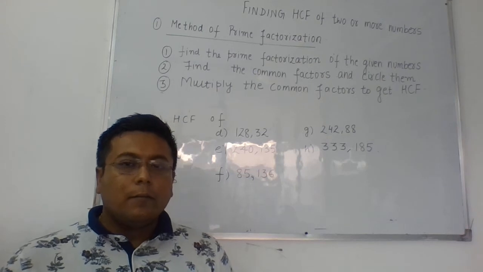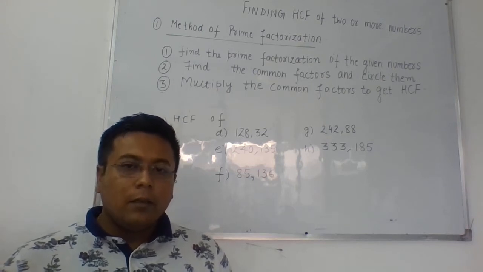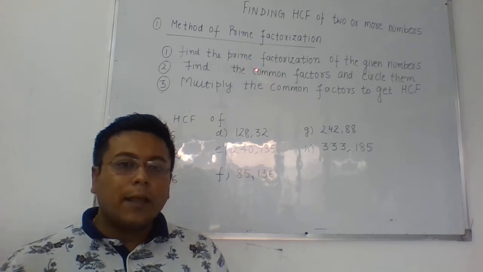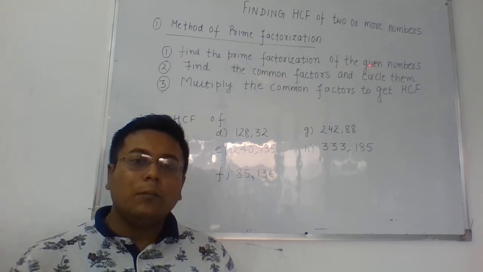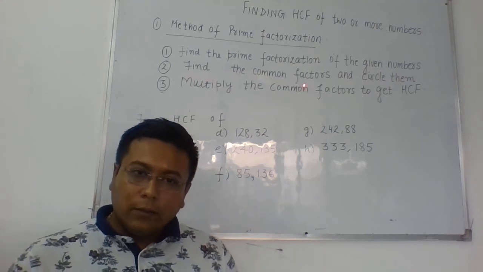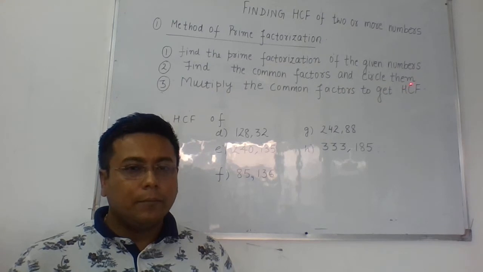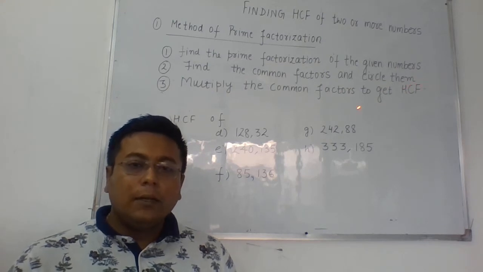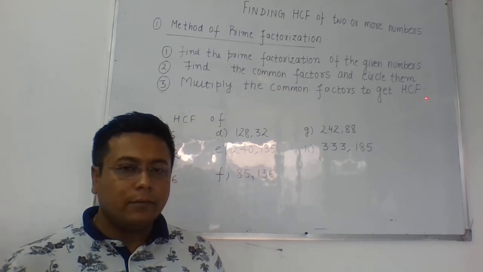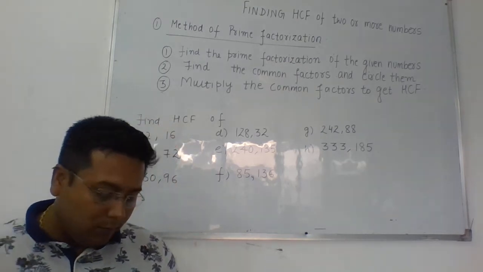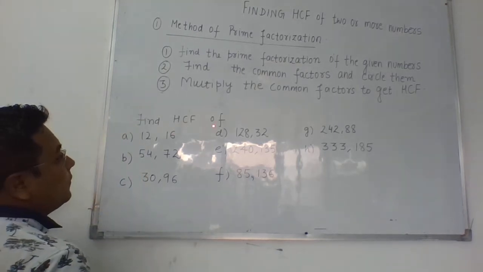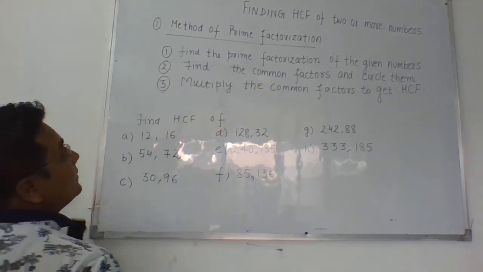In this method of prime factorization, in the first step we will find the prime factorization of the given numbers, and then we find the common factors and circle them, and then multiply the common factors to get the HCF. For example, say we have the first question, finding HCF of 12 and 16.